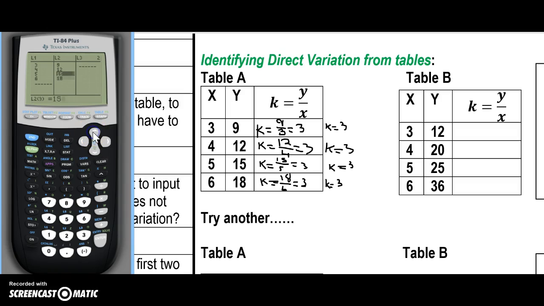Okay, all right, got them on. Then I'm gonna hit stat again, and I'm gonna go over to calc, and I'm gonna go down to 4, and I'm gonna hit enter, and I'm gonna hit enter all the way till I get to calculate, and then when I get to calculate, I'm gonna hit enter again. Boom. A equals 3. Our A is our K.